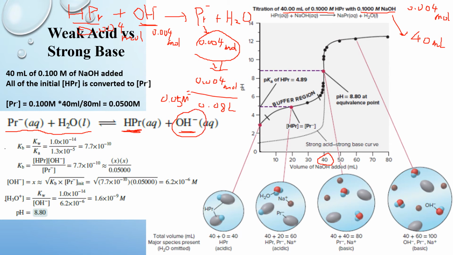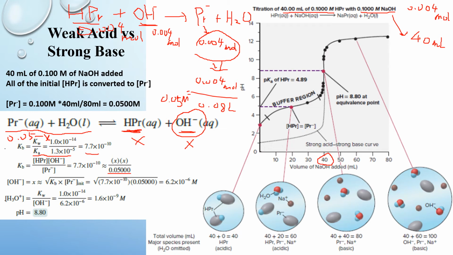If we set up our ICE table again, this is x, and the PR- initial concentration we know is 0.05, and the final concentration will be 0.05 minus x. Because this x can be assumed to be very small, in our calculation we can use 0.05 directly instead of 0.05 minus x. We know the Ka value for this acid, so we can calculate the Kb, which is Kw divided by Ka.